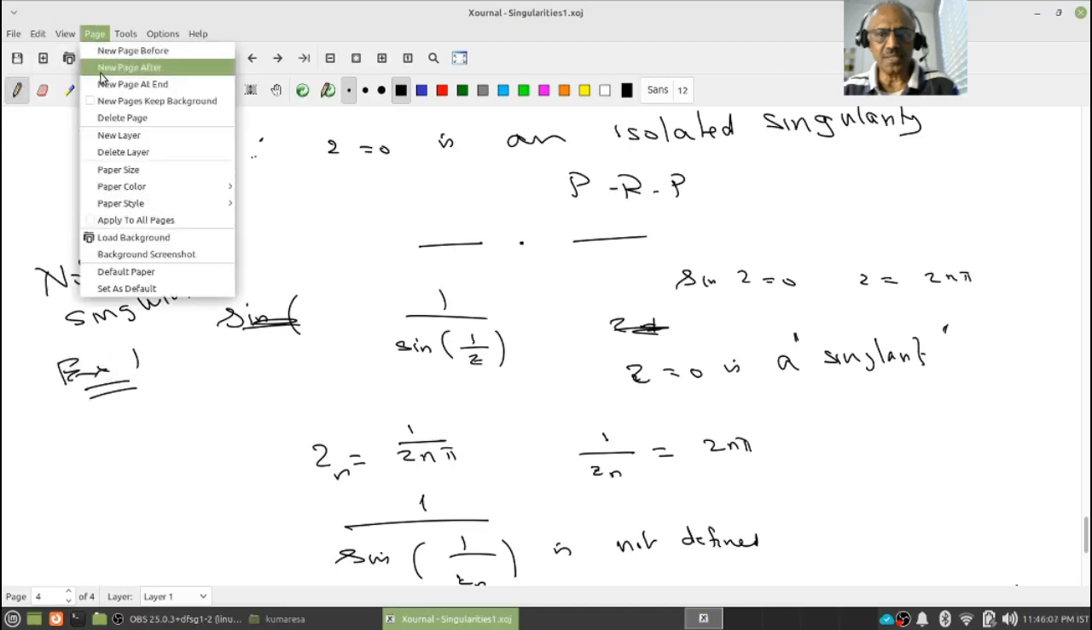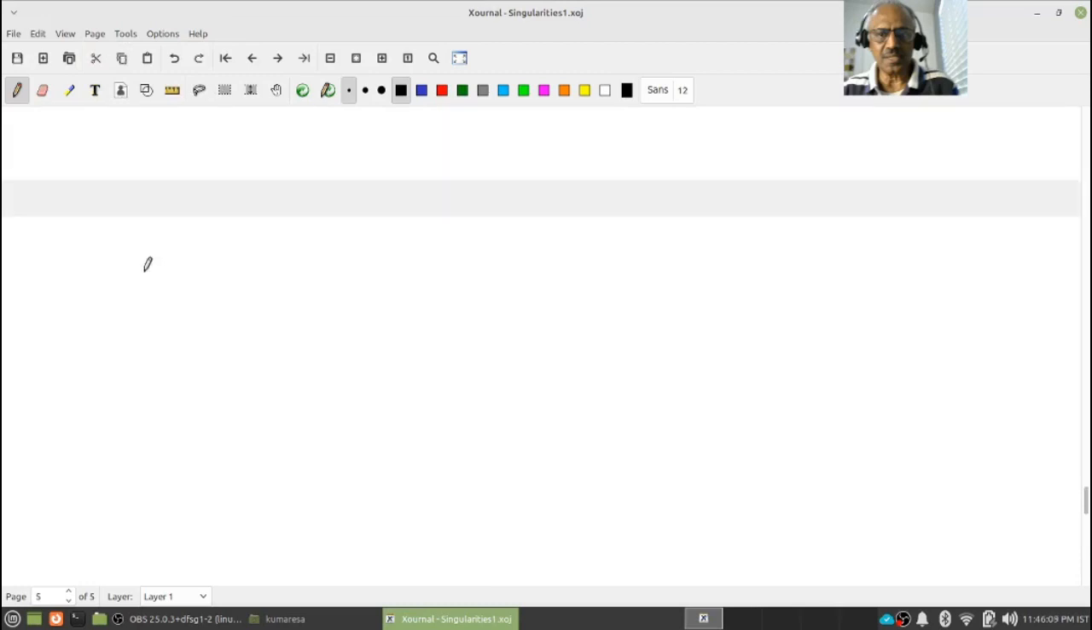There is another example also. Okay, example number 2 is, let us look at log of z, and let us look at some neighborhood of 0. Then you may think log 0 is not defined, therefore this must be some kind of a singularity. But this is not an isolated singularity.